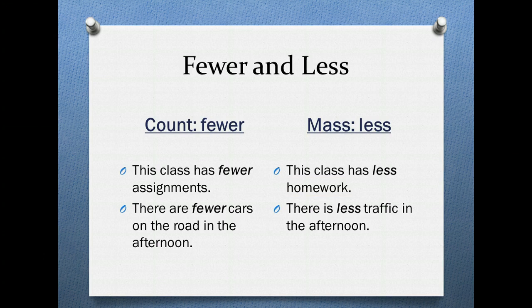And with the other example, there are fewer cars, there is less traffic. So for the most part, with count nouns we use fewer, with mass nouns we use less. There are some exceptions with time and money, but for today's lesson we're going to focus on count with fewer, mass with less.